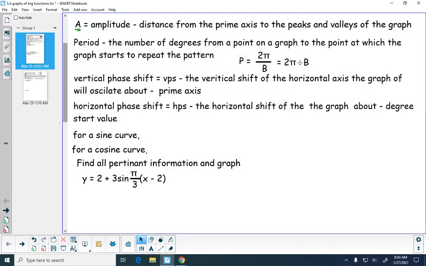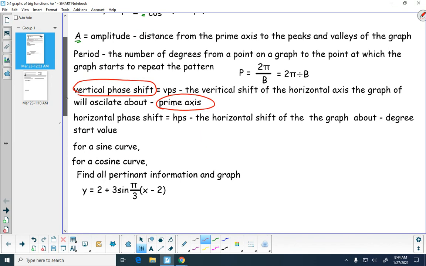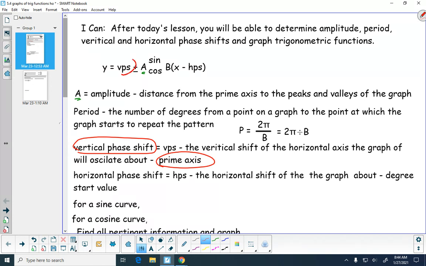The vertical phase shift is the vertical shift of the horizontal axis of the graph that the graph will oscillate about. We called this the prime axis when we talked about the vertical phase shift. When we had the vertical phase shift, that was our prime axis. If we take a look, here's our vertical phase shift right here, the VPS.